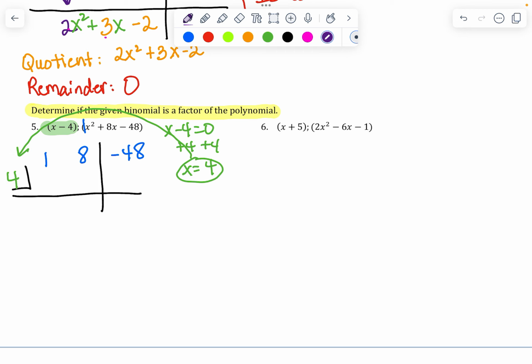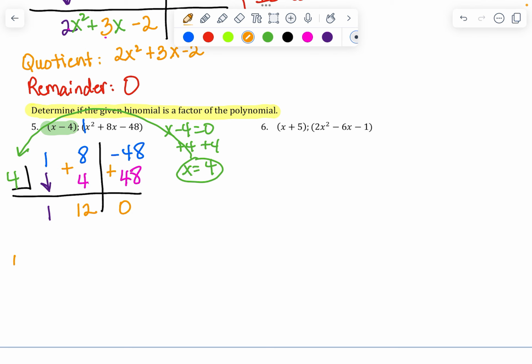Bring the first number down. Multiply 4 times 1 and get 4. Add 8 plus 4 and get 12. Start again. 4 times 12 is 48. Add, and you're going to get a 0.